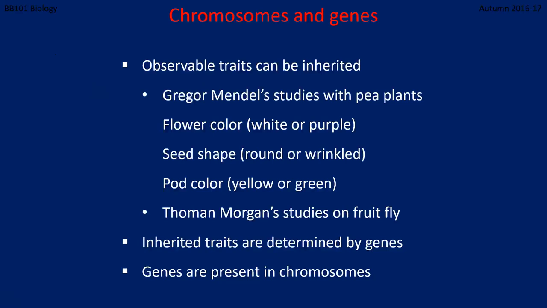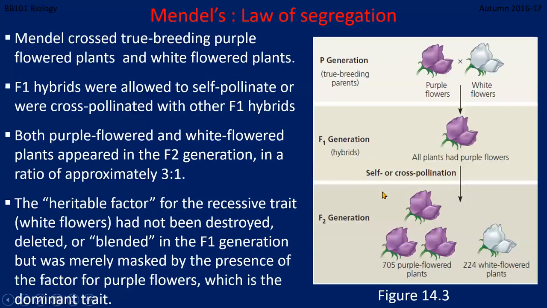One of the first experiments to understand the relation between so-called genes and traits was done by Gregor Mendel. Gregor Mendel experimented with the pea plant, and another person, Thomas Morgan, experimented with the fruit fly. Mendel's contribution is very amazing, whatever he did back in the 1800s. And his work remained unnoticed for a long time.